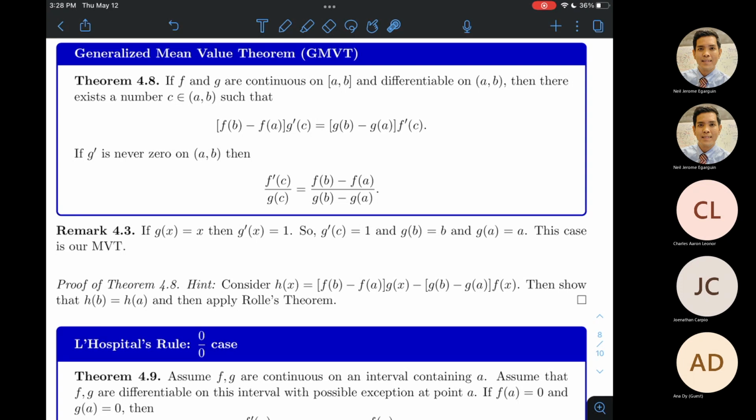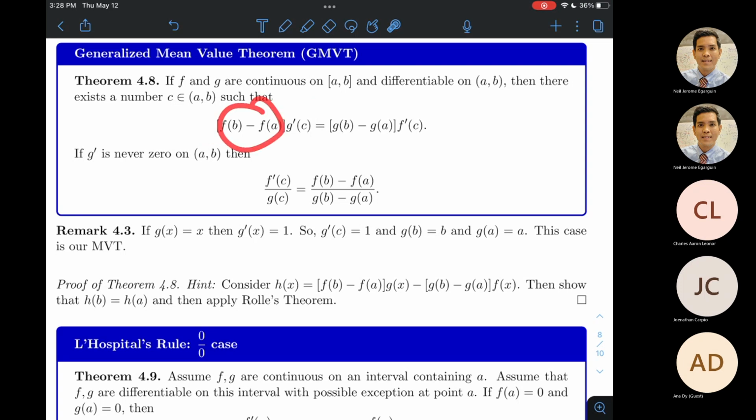We are assuming two functions, f and g, that are both continuous on the closed interval [a,b] and differentiable on the open interval (a,b). Okay? Then the guarantee is, meron pa rin tayong mahanap na number c doon sa interior ng interval that will satisfy this equation. Okay? So, ano yung sinasabi nito?